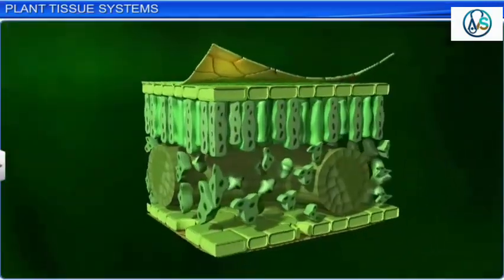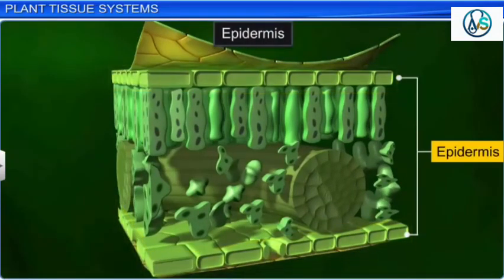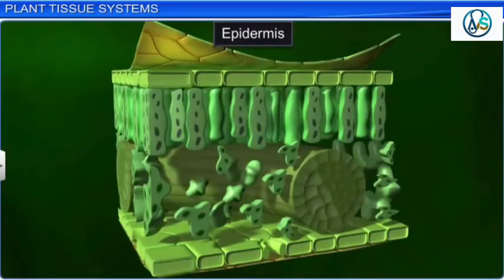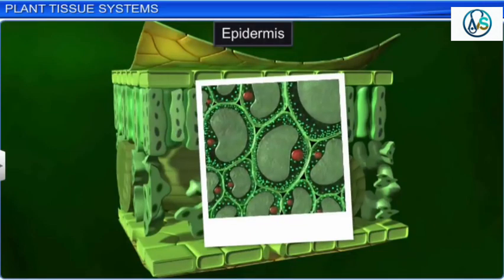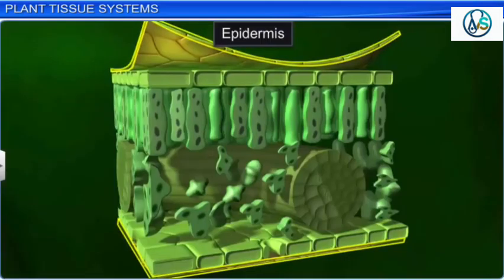Epidermis refers to the outermost layer of the primary plant body. It is a continuous layer of elongated and compactly arranged cells. Epidermal cells are parenchymatous in nature, and their cell walls are lined with a small amount of cytoplasm that has a large vacuole. The outer layer of the epidermis is coated with a thick and waxy layer called the cuticle, which prevents the loss of water.